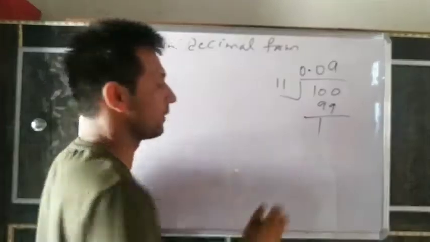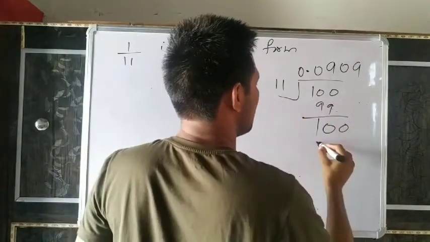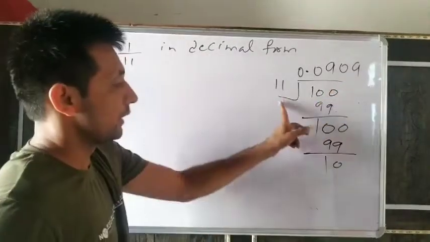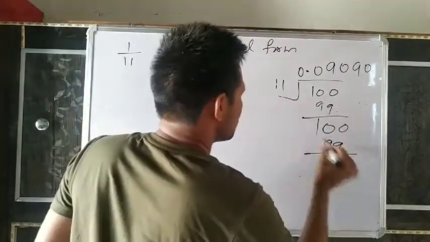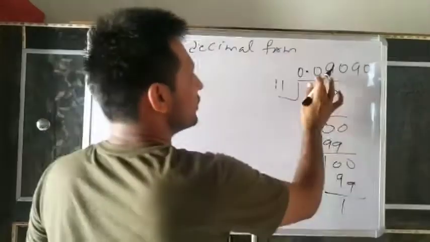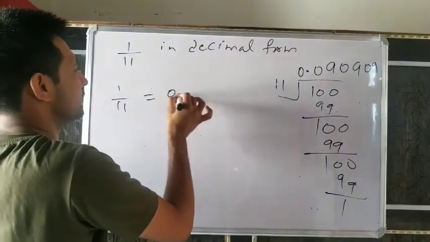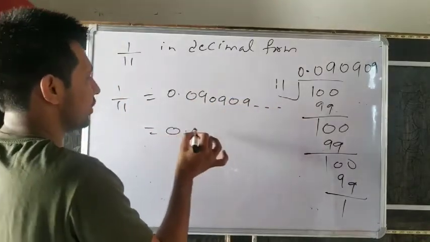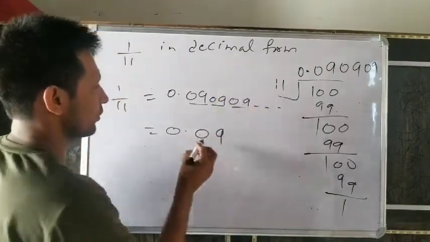Again, 1 is smaller than 11, so write 0. So 11, 0, 0. Again 0. 11 times 9 is 99. How much remains? 1. 1 is smaller than 11, 0. Again 10 is less than 11, again 0. One more 0. 11 times 9. So it will continue like this. What is repeating? 0, 9, 0, 9, 0, 9. So 1 by 11 becomes 0.0909... What is repeating? 09, 09, 09. So we will write a bar.